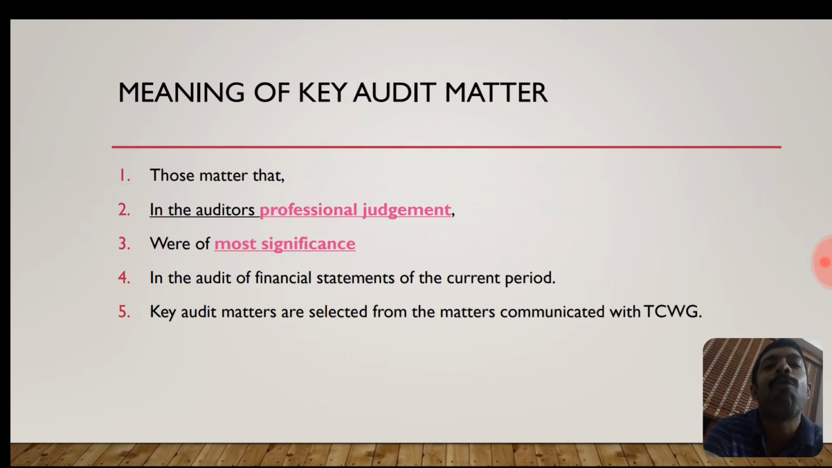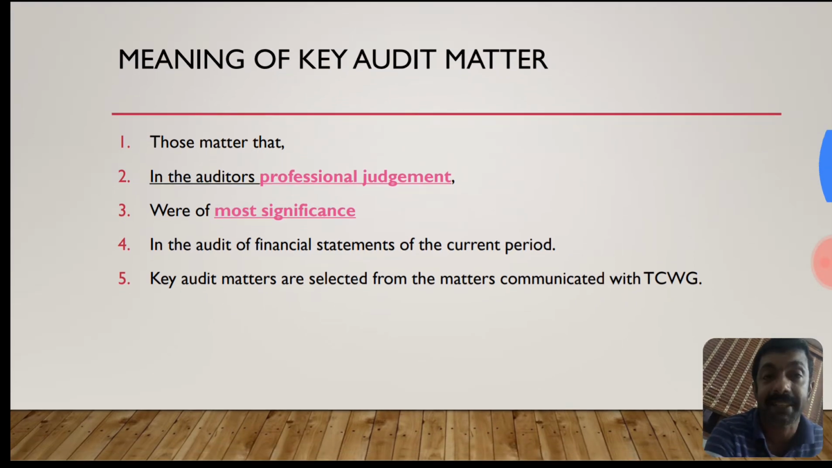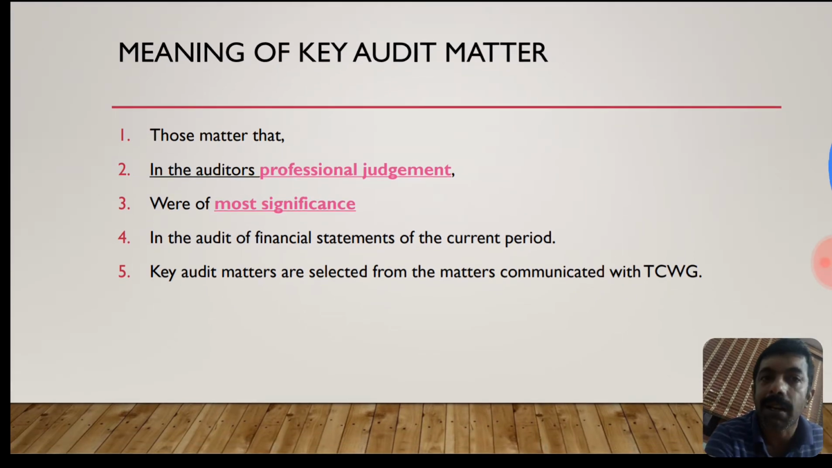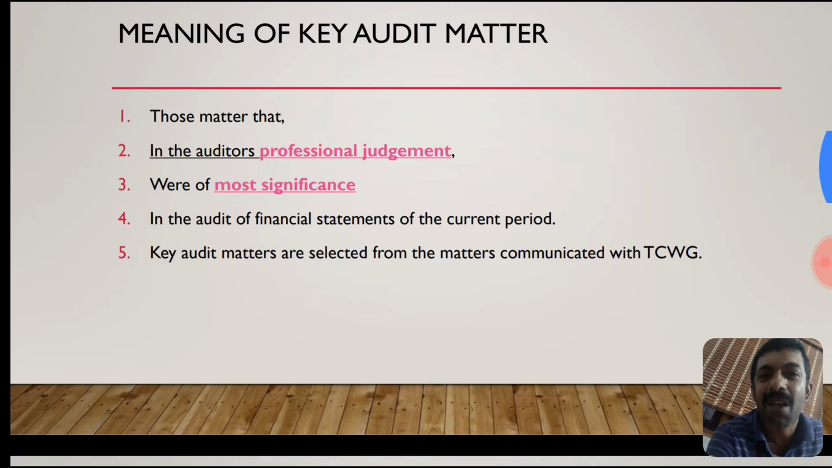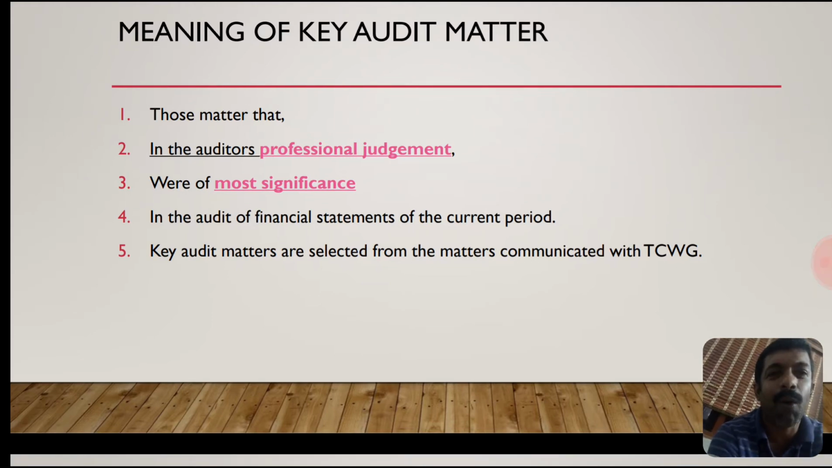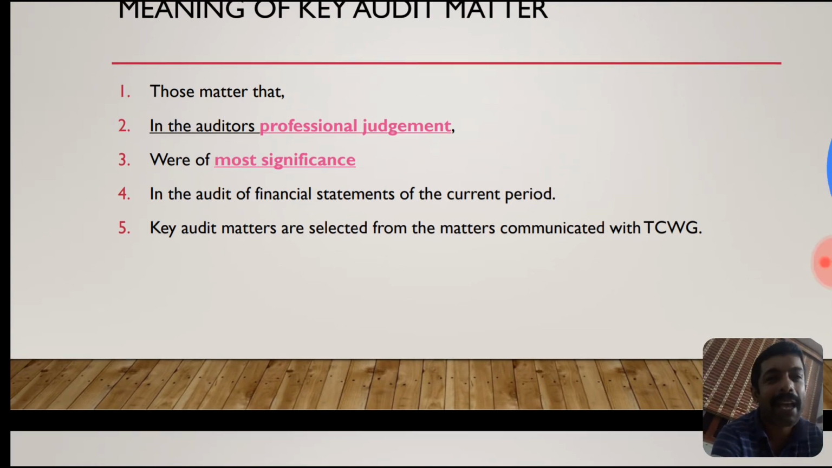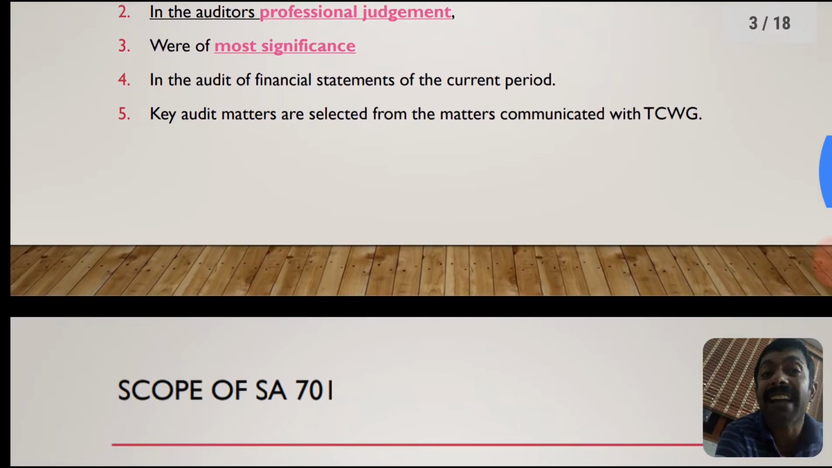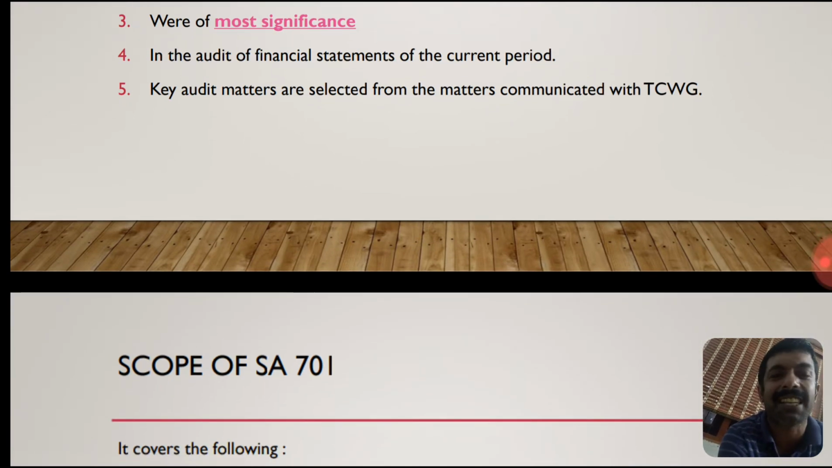So, before moving into the section, let us understand the basic aspects of the definition of key audit matters. Key audit matters are those matters that, in the auditor's professional judgment, were most significant in the audit of the current year financial statements. Those critical matters which are of significance have to be communicated in the auditor's report. Generally, the key audit matters are selected from the matters communicated with those charged with governance.